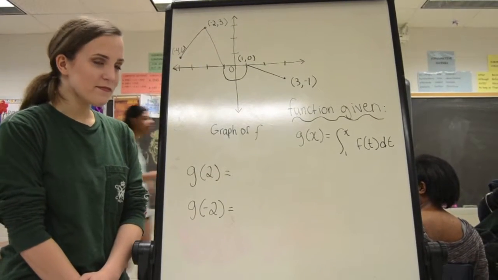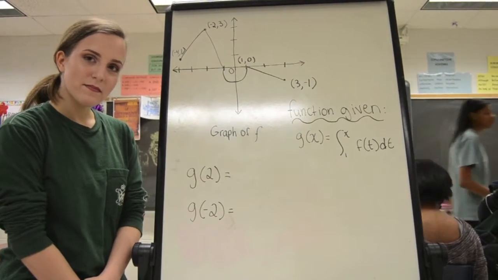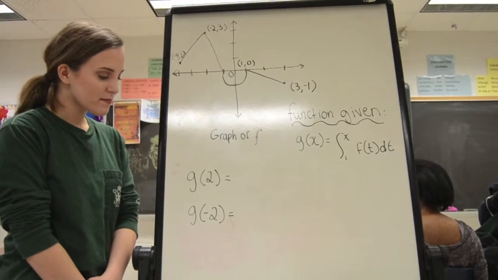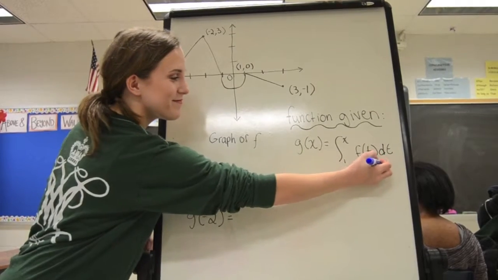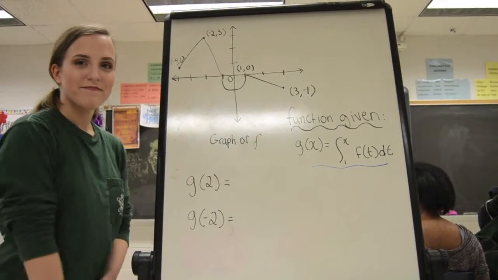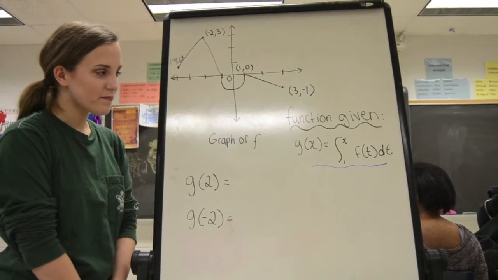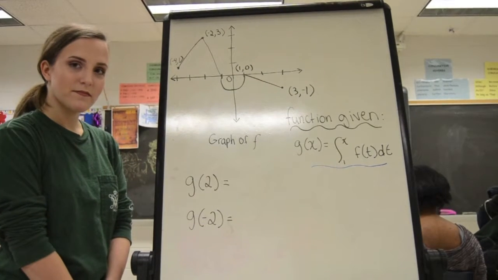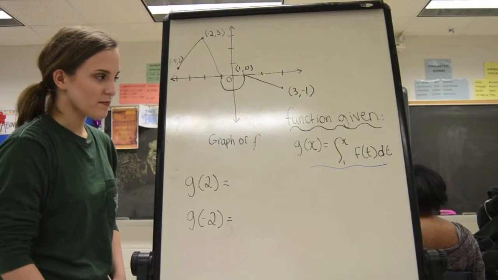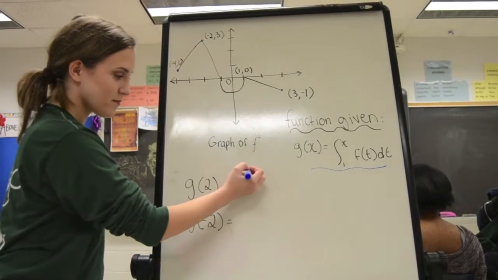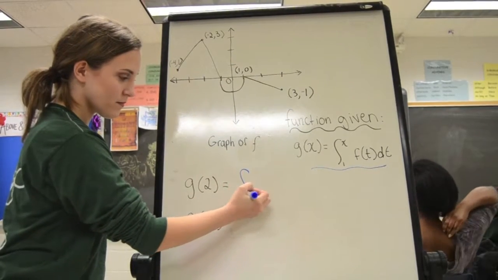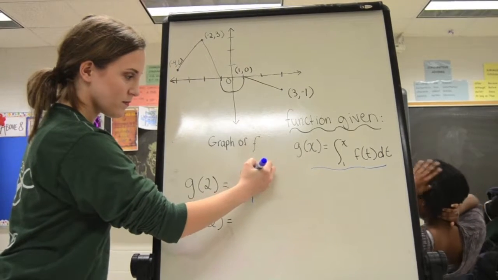Part A says to find the values of g of 2 and g of negative 2. First, let's take a look at the relationship that was provided to us. g of x is equal to the integral of f of t from 1 to x. Since we are solving for the values of g of 2 and g of negative 2, we will plug the numbers into this equation to find our answers. Let's begin with g of 2. g of 2 is equal to the integral of f of t from 1 to 2.